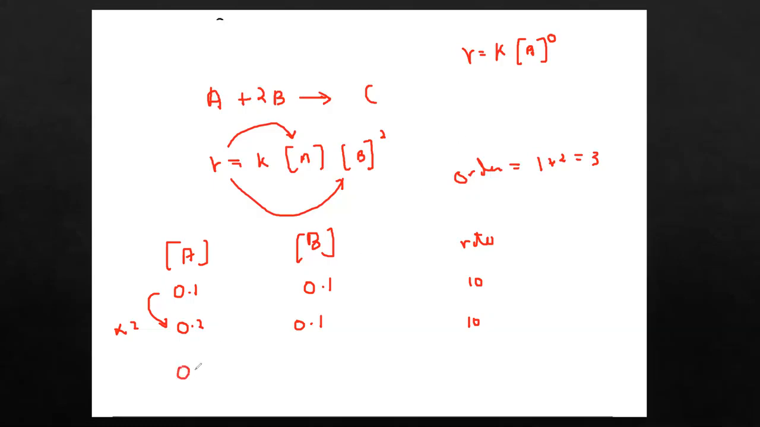And if we keep A at 0.1 and double the concentration of B, the rate is also doubled, it becomes 20. So we double B and the rate is also doubled. It shows it is first order with respect to B. So the actual rate expression should be A raised to power 0 and B raised to power 1.